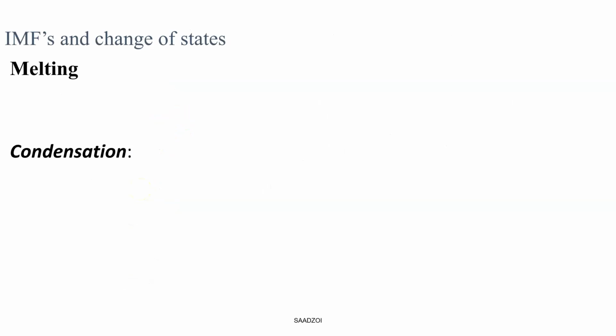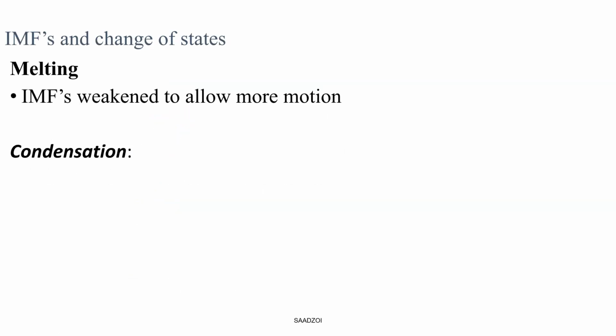All right, IMFs and change of state. Just so you're aware, when you're melting something, you're weakening IMFs, which allows them to move more, and that's why they melt. So remember, when you're in solid, the atoms are really tightly packed together, right? When you're melting, you're putting energy into this and you're weakening this interaction, and now they're able to move a little bit more, and that's what causes melting because you're going from a solid to a liquid.